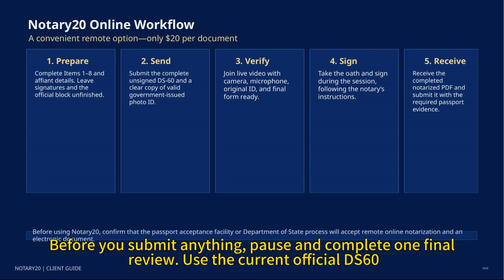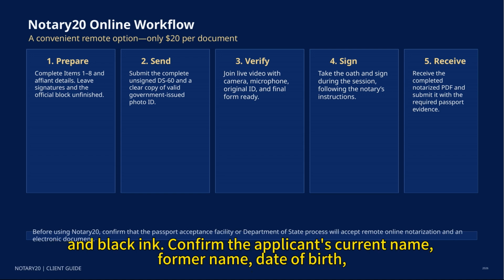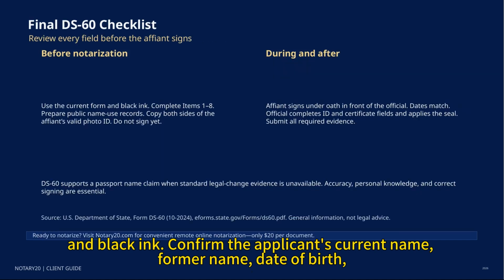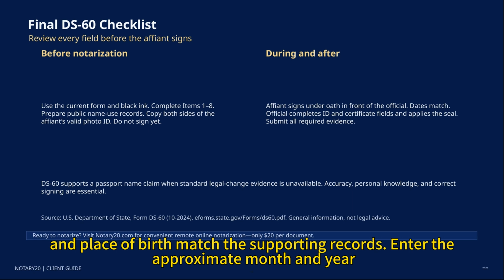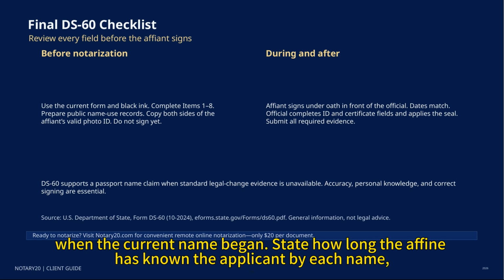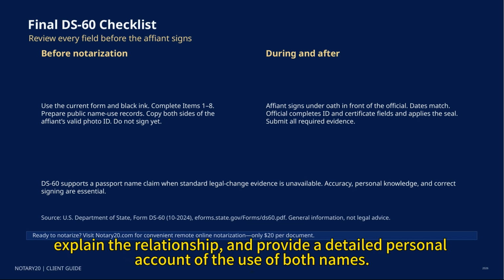Before you submit anything, pause and complete one final review. Use the current official DS-60 and black ink. Confirm that the applicant's current name, former name, date of birth, and place of birth match the supporting records. Enter the approximate month and year when the current name began. State how long the affiant has known the applicant by each name. Explain the relationship, and provide a detailed personal account of the use of both names.